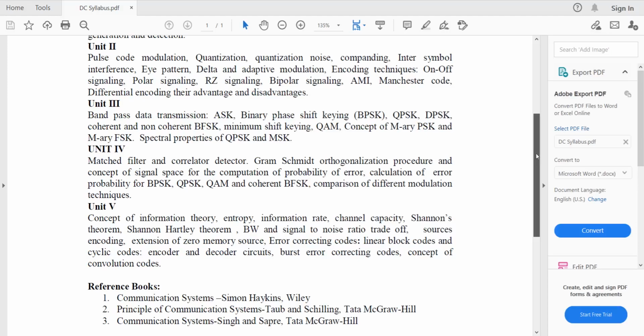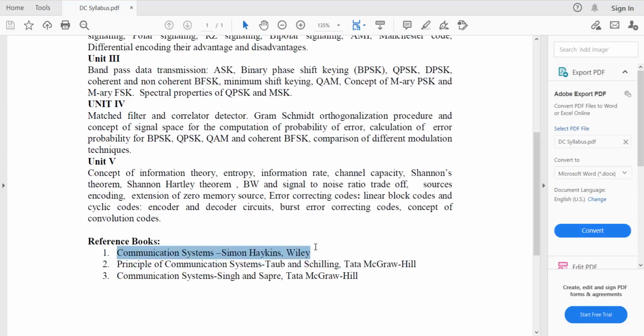The reference books comprise Simon Haykin, which is the best book of the three of them. Most of the syllabus will be covered in this only. If some syllabus is not covered in the three books that are mentioned here, then I'll be giving you some other material or maybe some other book in which that part is covered. So we'll see as and when the syllabus progresses what part is covered and what part is not. The second and third books also you can refer, but I would prefer the first one. Okay. So this was it for the discussion of the syllabus of digital communication.